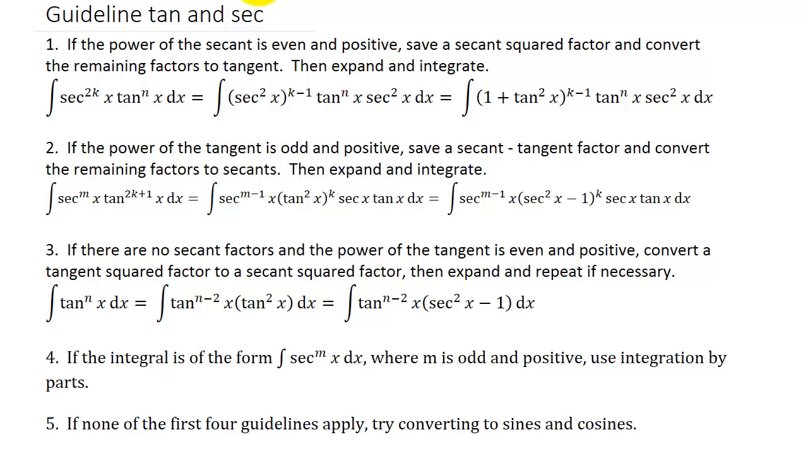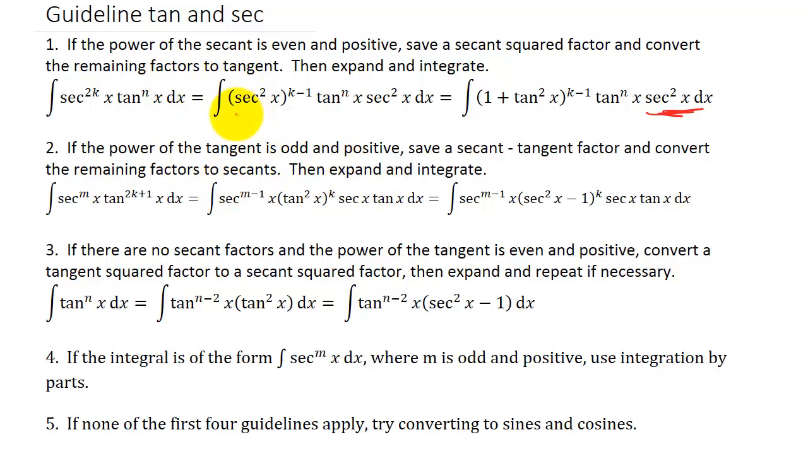So here are some guidelines for tangent and secant, and I'm not going to go over them. If you look at my trigonometric integrals example 4 video, I go through these and kind of explain them a little bit. But as far as this video goes, we're going to be using this first one. Secant is going to have an even and positive power, and basically it says to save a secant squared factor. There's the secant squared factor that we're saving, and convert the remaining factors to tangent.